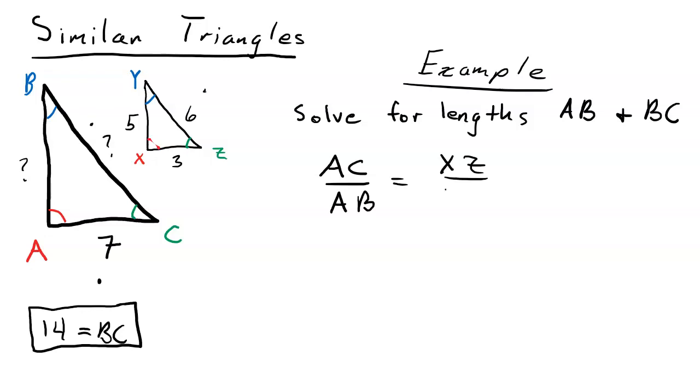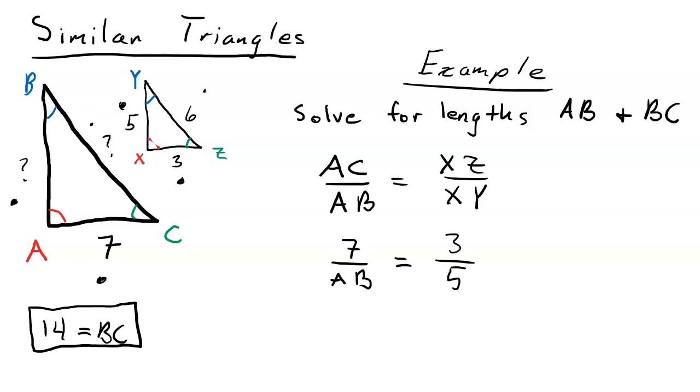Sorry, I had to refer to my notes, just to make sure I get this right. So we have AC over AB, so this side over this side, and that's going to be equivalent to XZ, this side, over XY, this side. Okay, perfect. So now we plug in what we know. AC is 7, so we have 7 over AB, and that's going to be equal to XZ, which is 3, over XY, which is 5.